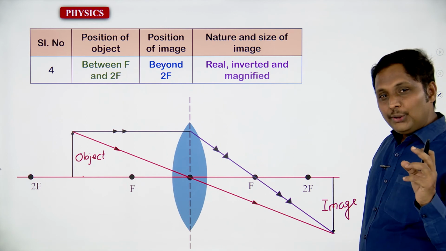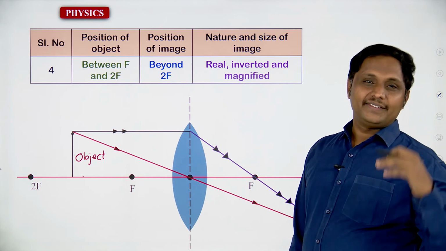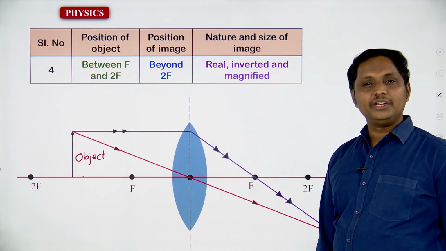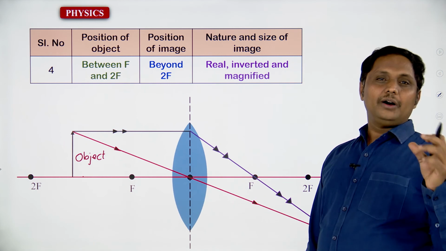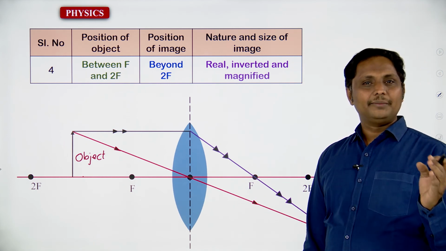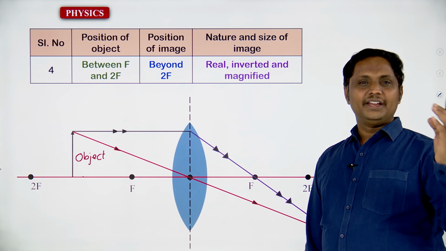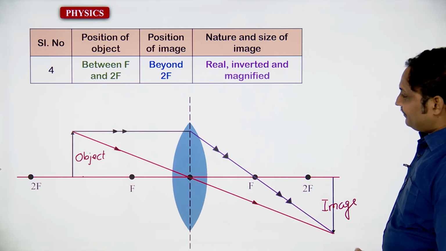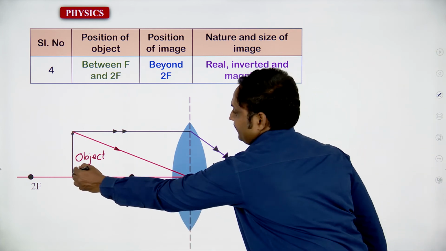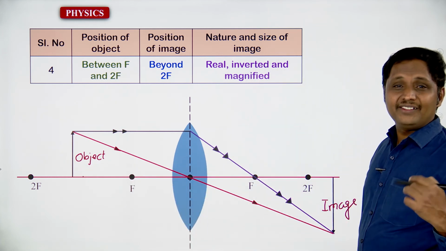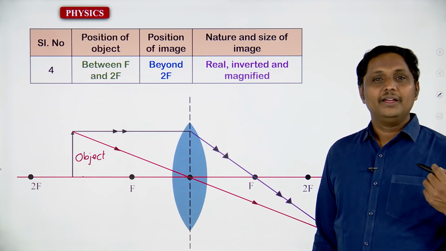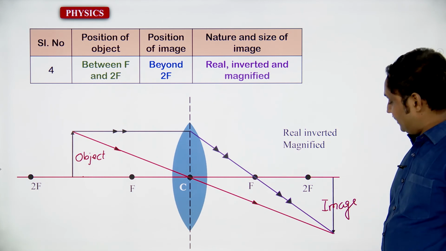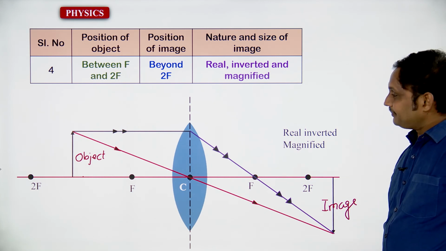Previously, with spherical mirrors, in the case of a concave mirror, the object was at C, or between C and F. That is very important. From this point onwards, the size is going to increase and magnification takes place. It's very clear: real, inverted and magnified.